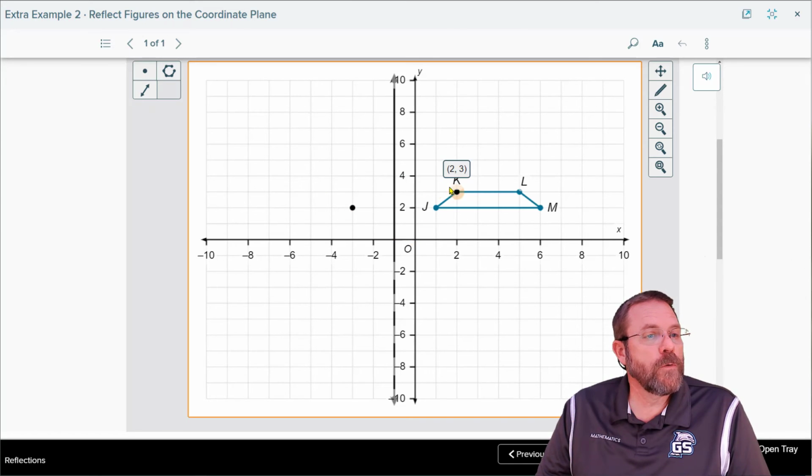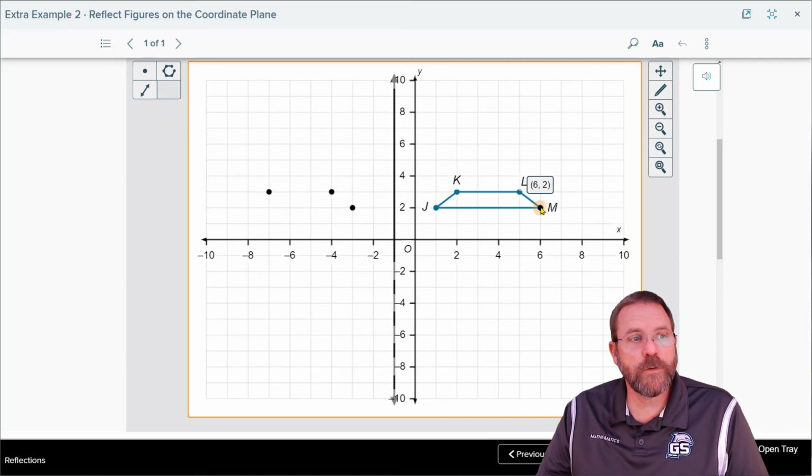The next point we're going to do is K. K is 3 points to the right of this line, so we're going to go 3 points to the left of that line. The next point we're going to have is L. It's 1, 2, 3, 4, 5, 6 points to the right of that line. 1, 2, 3, 4, 5, 6 points to the left of that line. And finally, the last point we have is M, which is 7 points to the right of that line. So we're going to go 1, 2, 3, 4, 5, 6, 7 points to the left of that line.